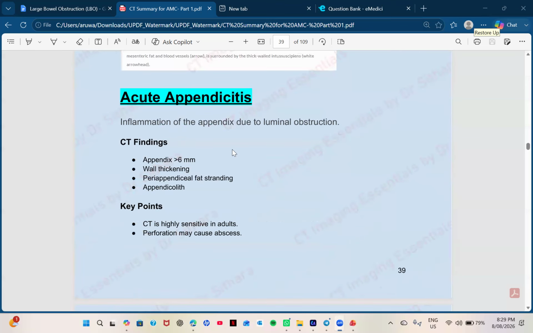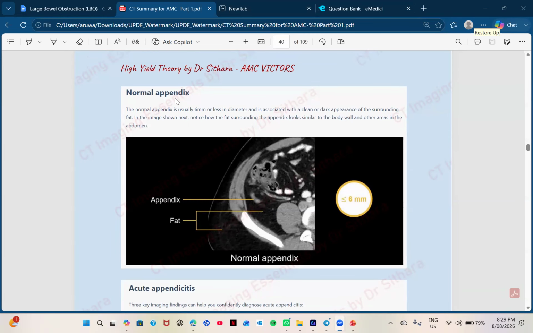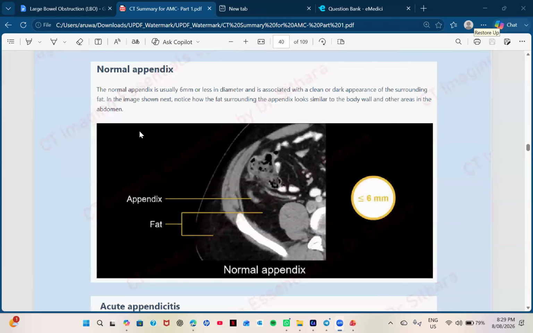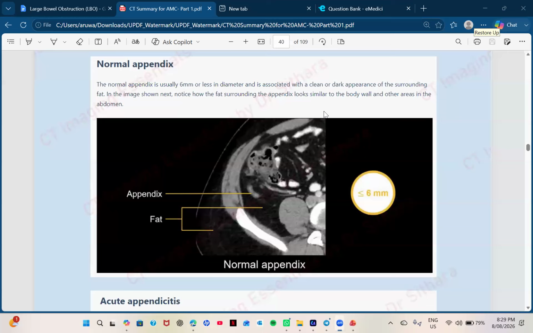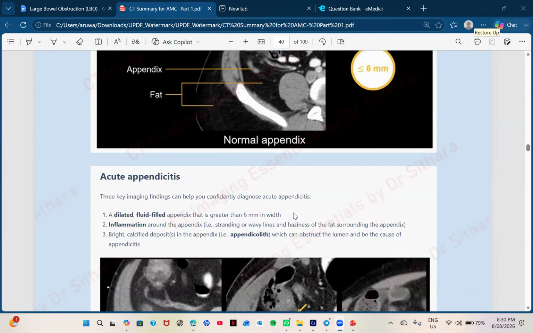Then acute appendicitis. How does this present? Acute appendicitis, inflammation of the appendix, right? This is again mentioned in Life in the Fast Lane. You can find appendicitis in Life in the Fast Lane, then you can find the CT images. A normal appendix is usually 6 millimeters or less in diameter and associated with the clean dark appearance of surrounding fat. In the image shown next, you can see the appendix and the fat, less than 6 millimeters.